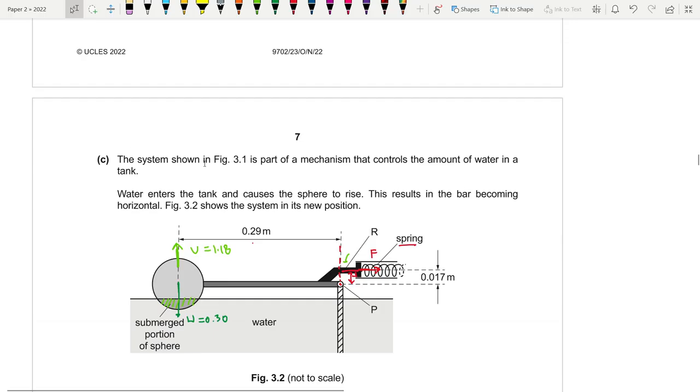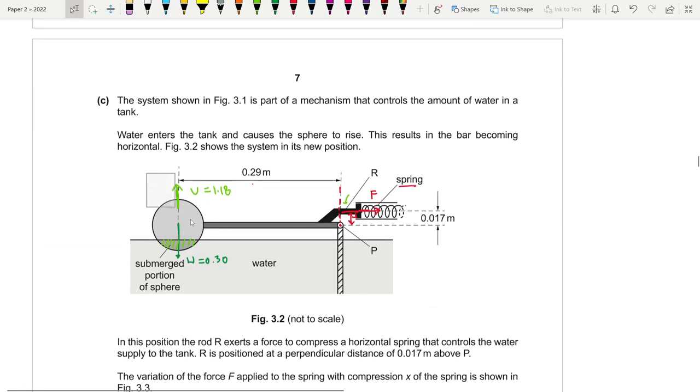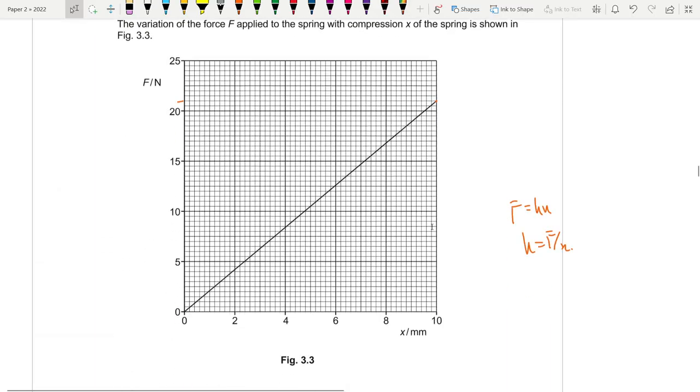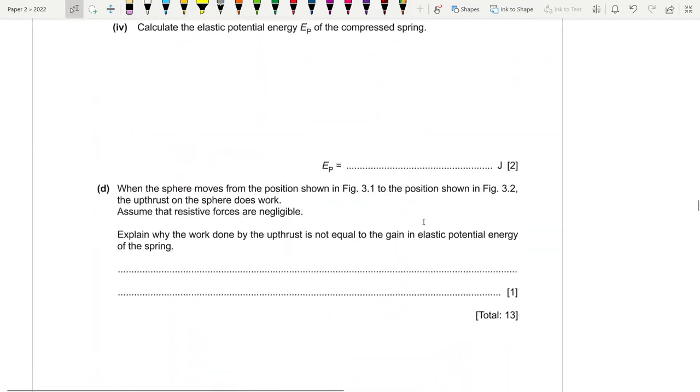The system shown in figure 3.1 is a part of a mechanism that controls the amount of water in a tank. Okay, fine. Maybe somehow it's applying a force in this direction. But basically, you could do the math by seeing these values, by making it match. Clearly upthrust is greater than weight, so this force F needs to support the weight itself, right, to balance things out. Anyway, let's move on to the next part.